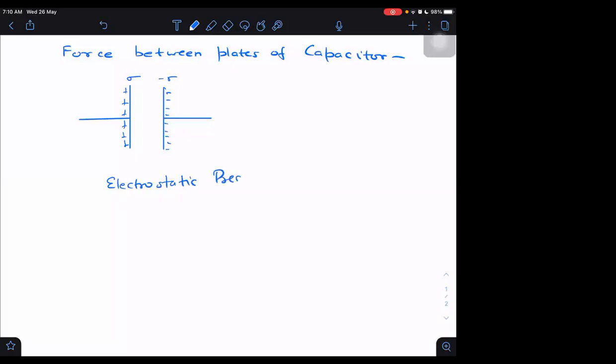Electrostatic pressure. What is the formula for electrostatic pressure? Sigma square by 2 epsilon naught. And what will be the force? Force will become sigma square by 2 epsilon naught multiplied by the area of the plates. That is the force between the plates of the capacitor.